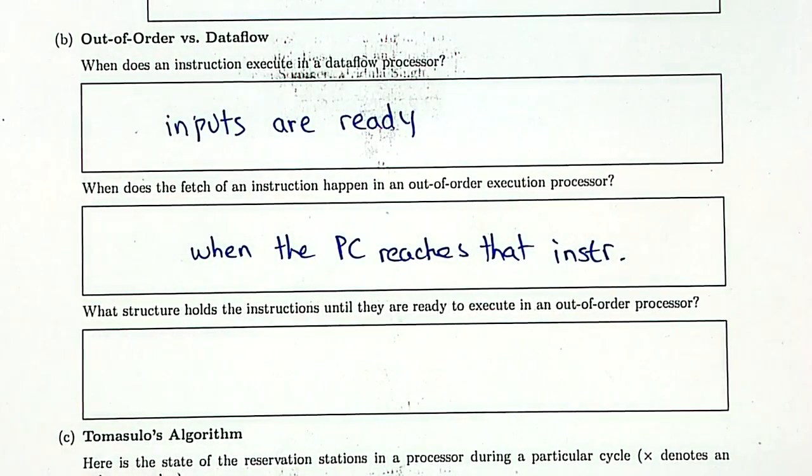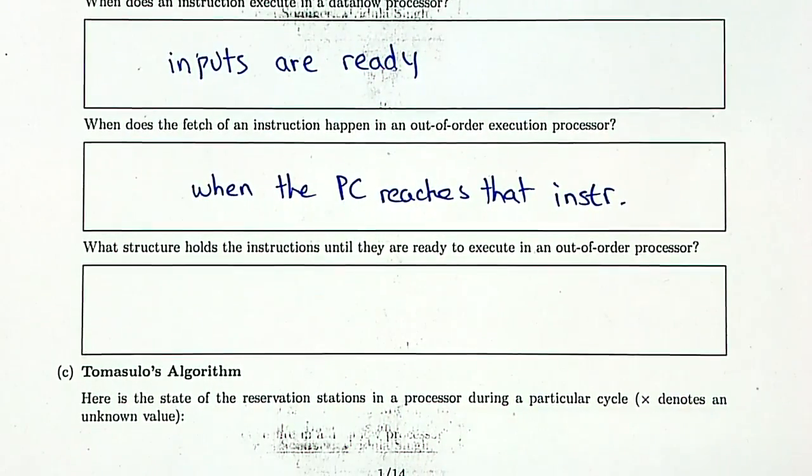And so the major difference there is that you don't execute as soon as your inputs are ready, but you rather have to wait for the control flow to reach that instruction instead. Okay? And then the third part of this question asks about, in this out-of-order processor, what structure holds the instructions until they are ready to execute? Because you still have to wait for the instruction's dependencies to be resolved, right? The input operands need to be ready before you can begin execution. So what structure is that called?